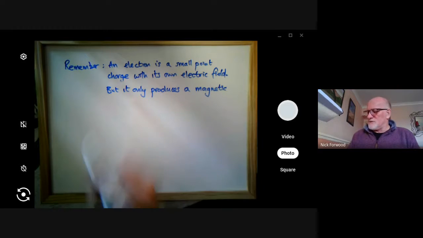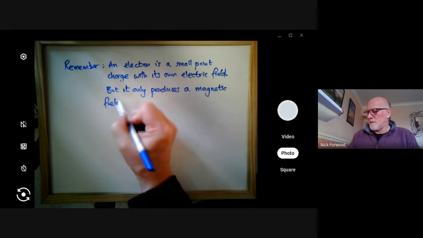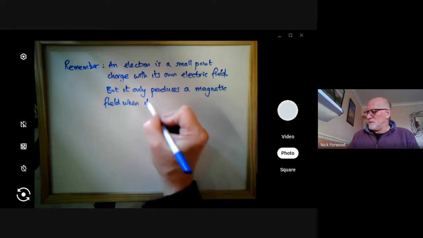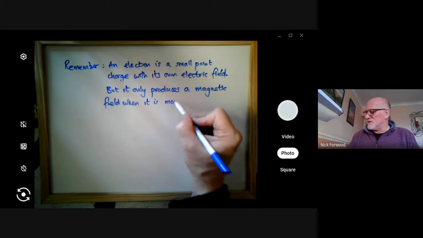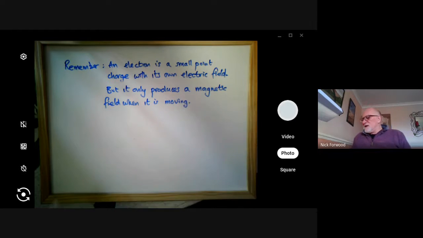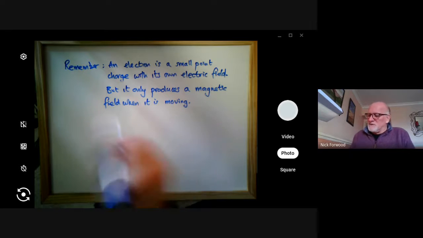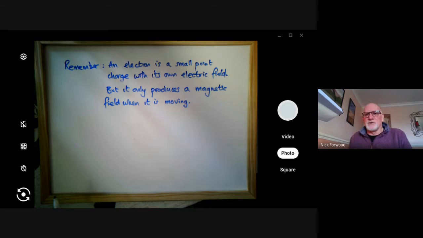But it only produces a magnetic field when it is moving. Now it still has its electric field, but it produces a magnetic field when it's moving. So you get both fields from a moving electron, or indeed a moving proton. We don't get protons moving in electrical circuits, but you can get protons moving in particle accelerators. You can put protons, or indeed bundles of protons, into your particle accelerator.